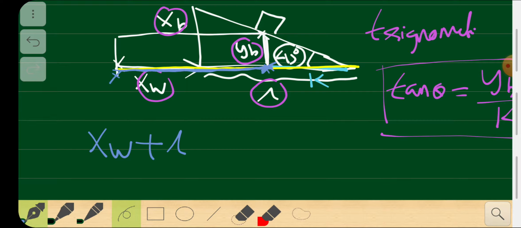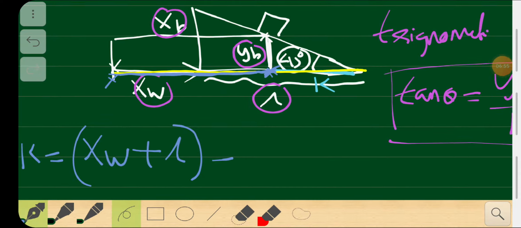This distance can be easily written as this minus k will be equal to this minus this distance. What is that distance? That distance can be written down as xw, right? Let's see, xb minus xw, I guess.